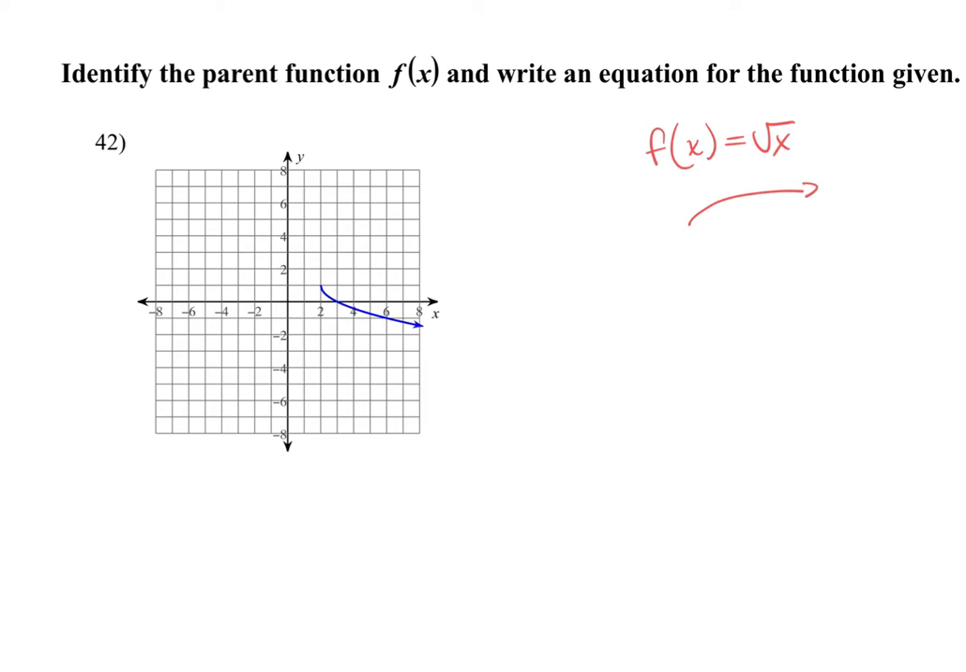So I'm going to take this parent function and I'm going to change it. I'm going to put a negative to indicate he flipped. He moved right 2. Remember, it's opposite of what you think. So I'm going to say x minus 2. That's my right movement. He moved up 1. That's what you think it would be, plus 1. That is my new function. And so this is what your actual function will look like. The top one is your parent function.